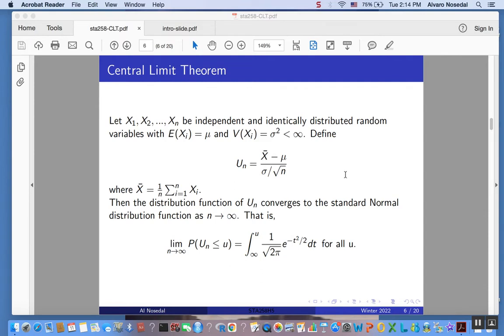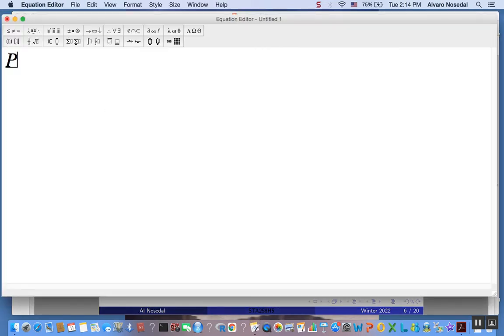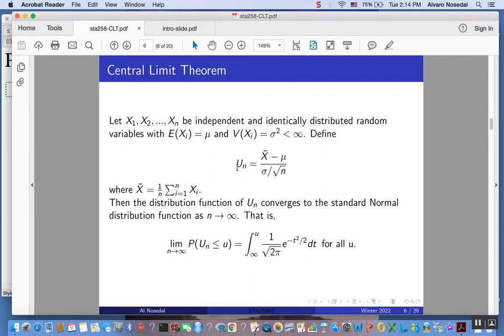Anyway, let's start our proof. The first thing we're going to do is re-express un in terms of random variables that have a mean 0 and a variance 1. That will be useful. First let me remind you what un looks like.